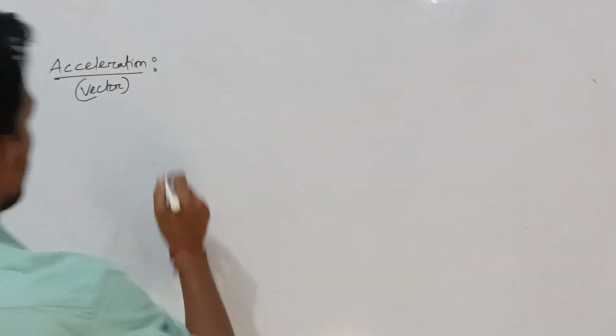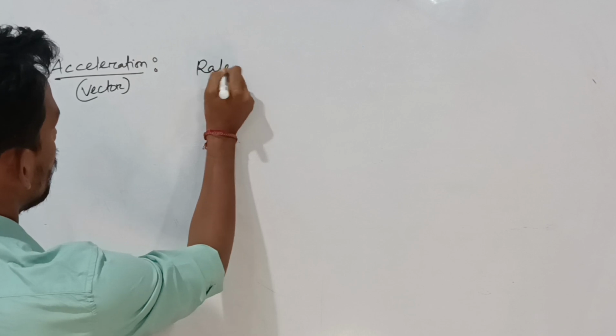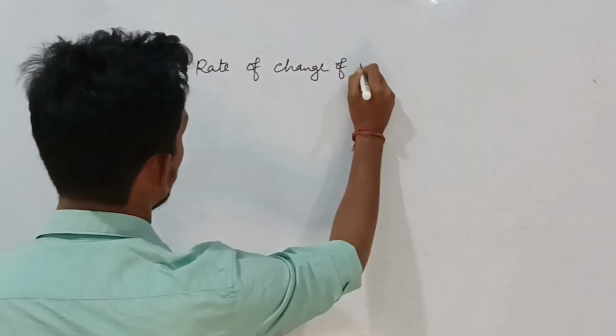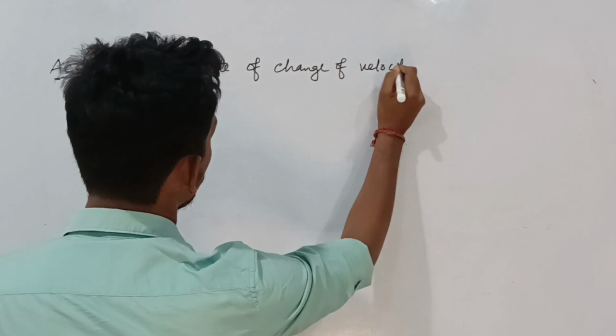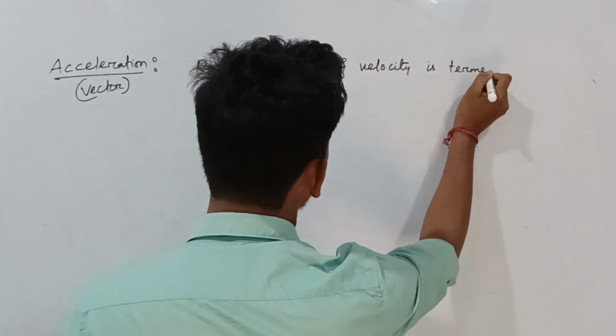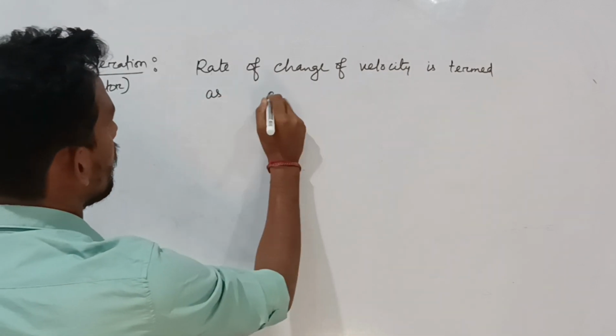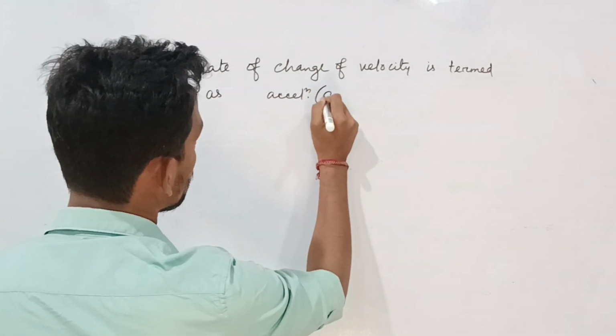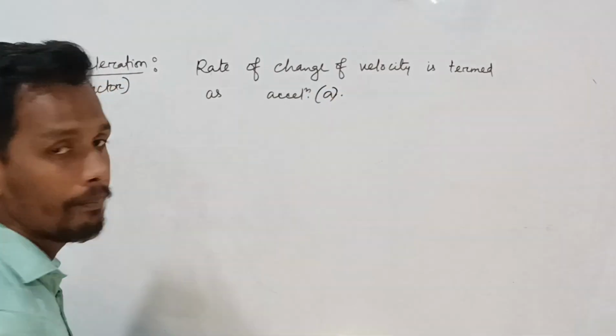So what does it mean? The rate of change of velocity is termed as acceleration. It is denoted by small a.